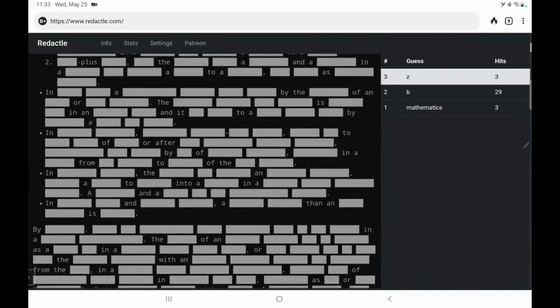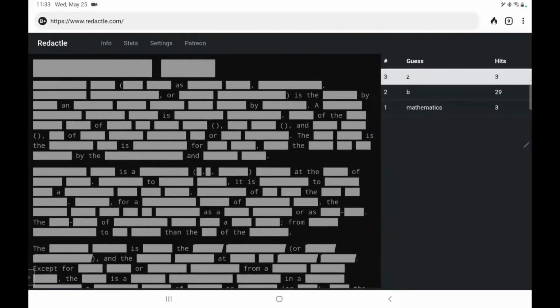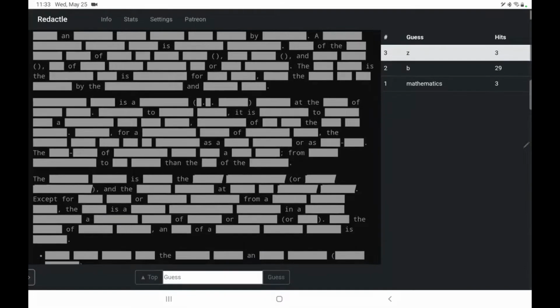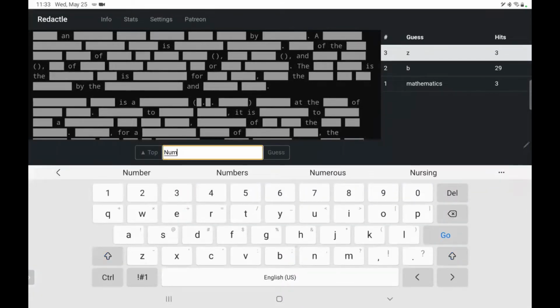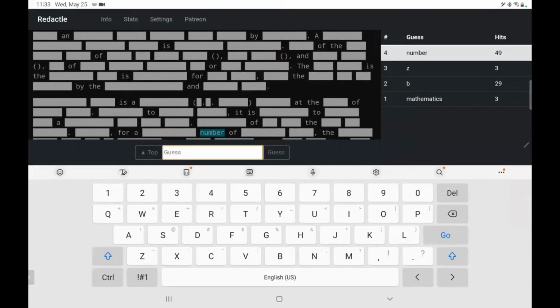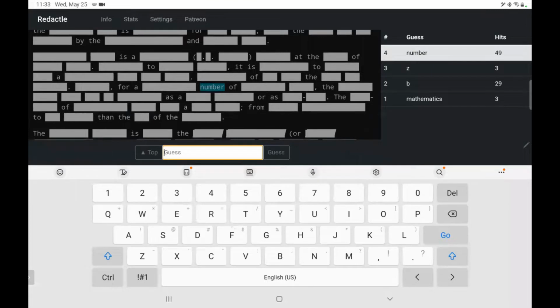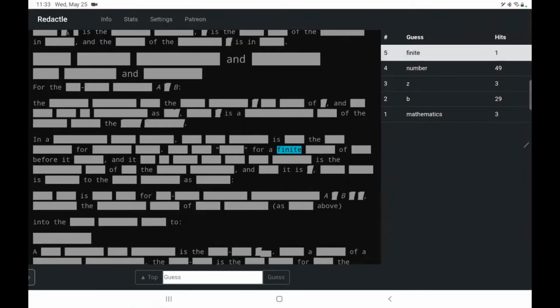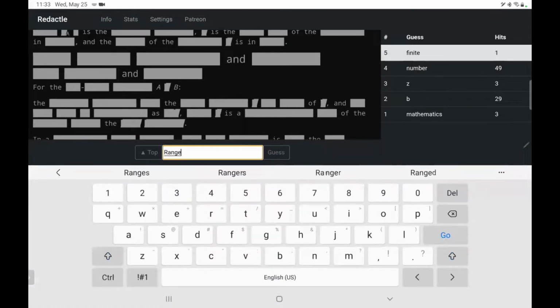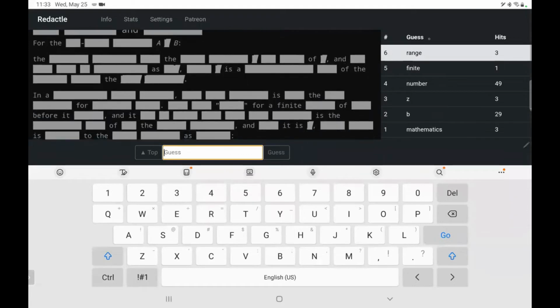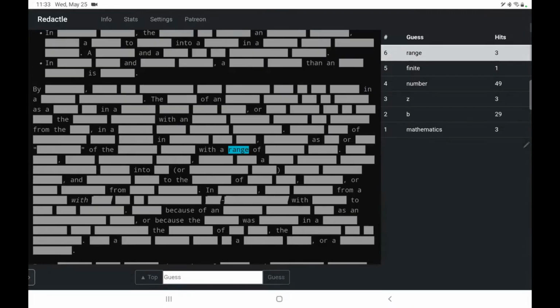Let's go back up to the first paragraph, see if anything has appeared there. No. Well, let's try some basic mathematical terms. Number. Okay, we do have a number in the second paragraph. Let's try finite. For a finite range. No, for a finite something. Let's look at these ranges.